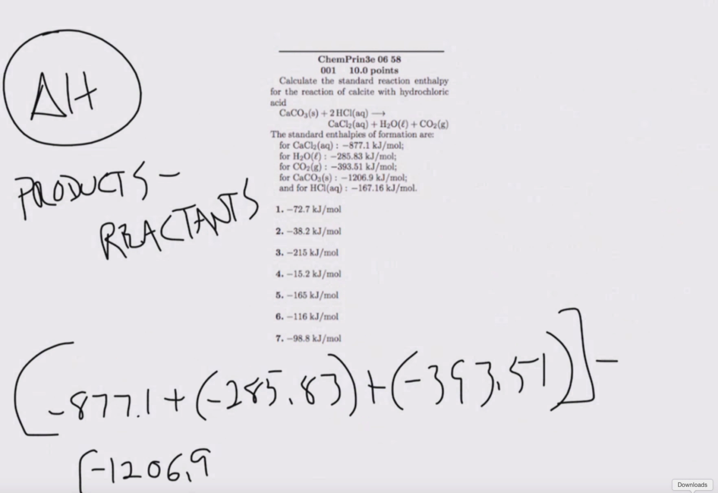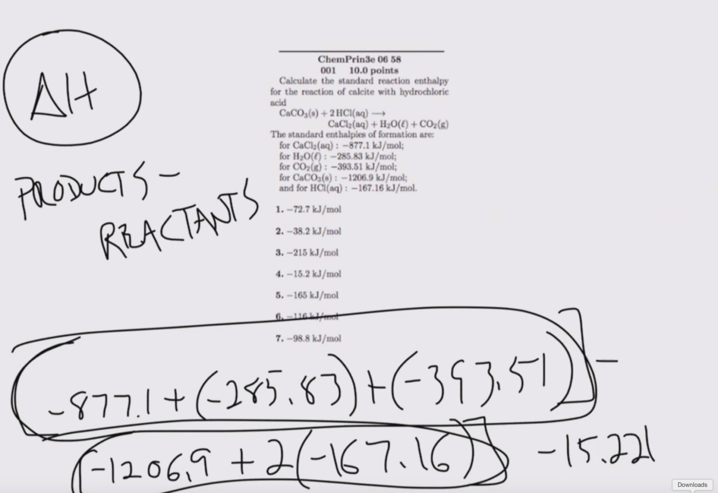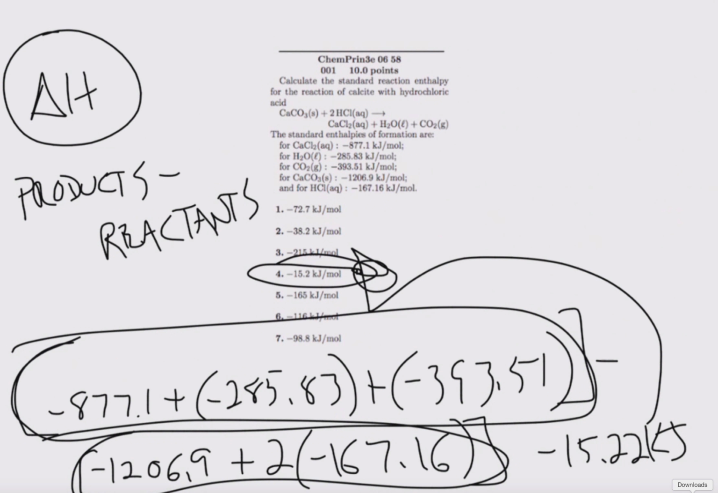1206.9 plus 2 times, because there's 2 hydrochloric acids, the heat of formation of hydrochloric acid, negative 176.16. Okay, so we add the products together, we add the reactants together, and then we subtract the total of the reactants from the products, and we end up with negative 15.22 kilojoules. So that is closest to this answer right here, number 4.